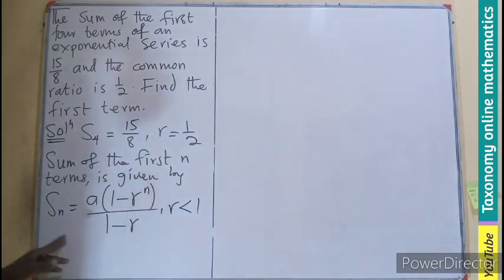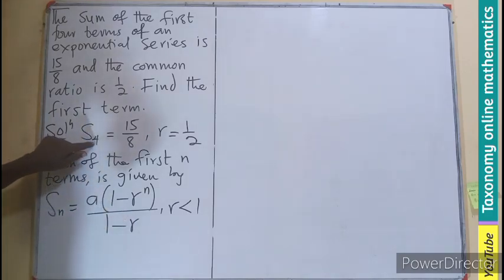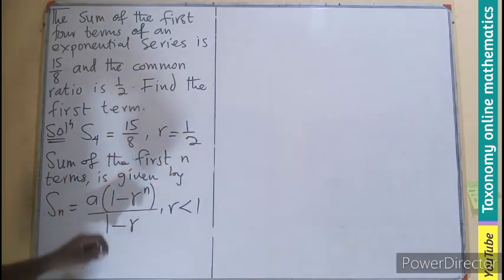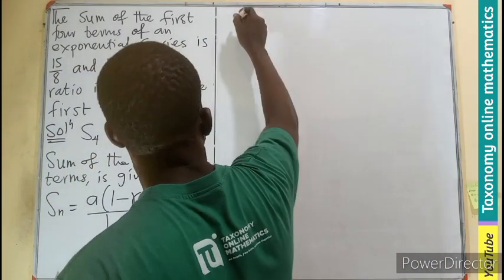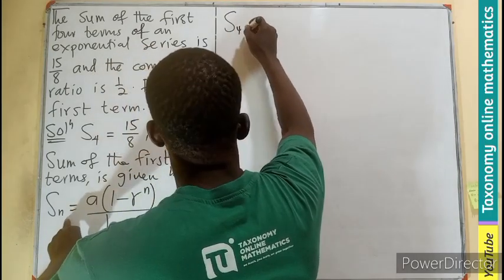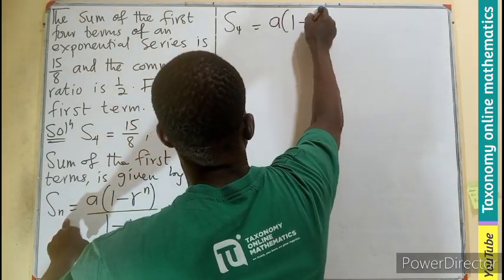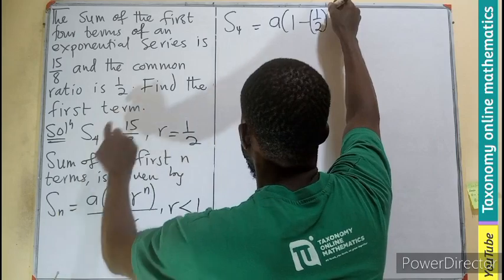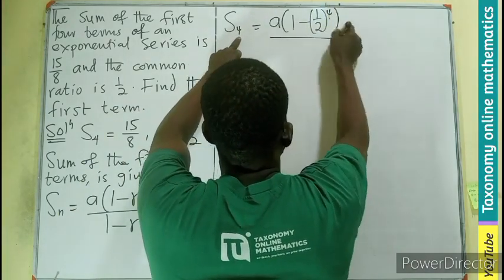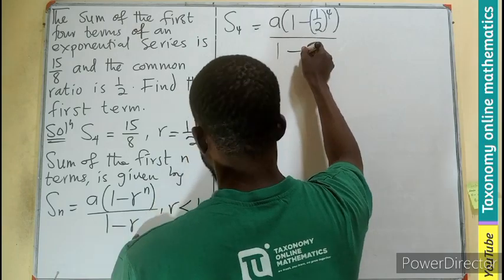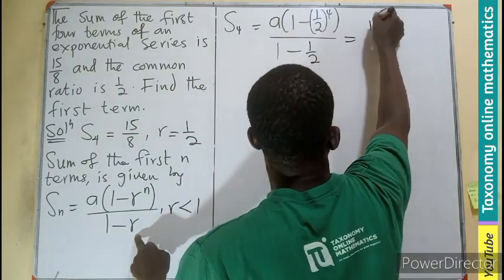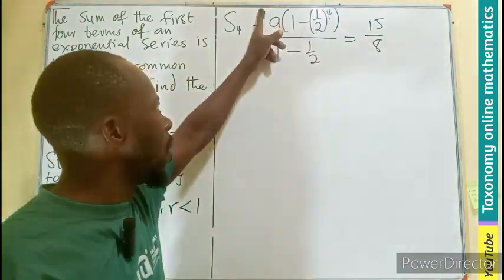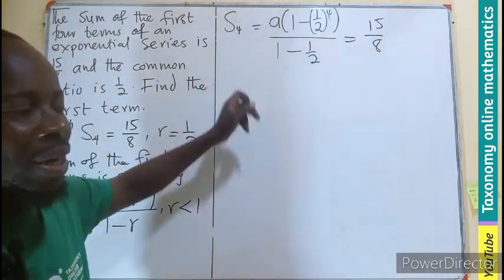So now we can do our substitution. Since it is S4, with n being 4, we can use the common ratio, half. We say S4 equals a(1 minus (1 over 2) to the power 4) divided by (1 minus 1 over 2), and that is the same as 15 on 8. Why? This is equal to this. So we can now compute from here.